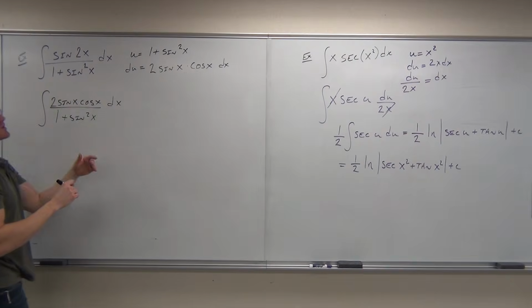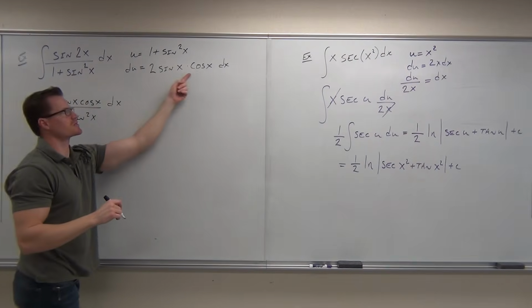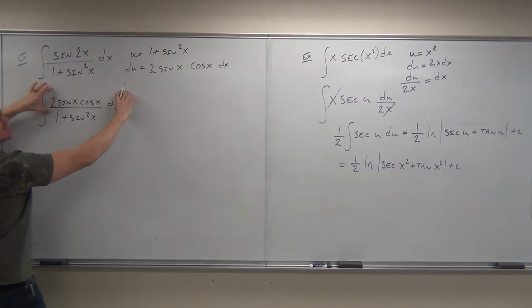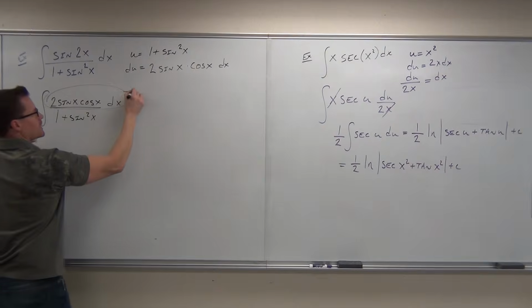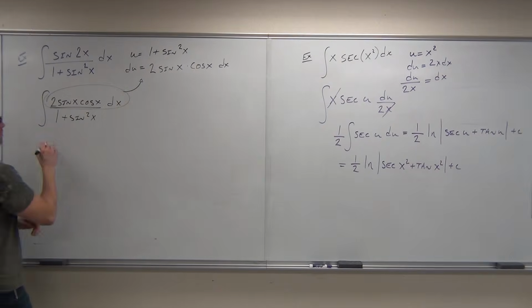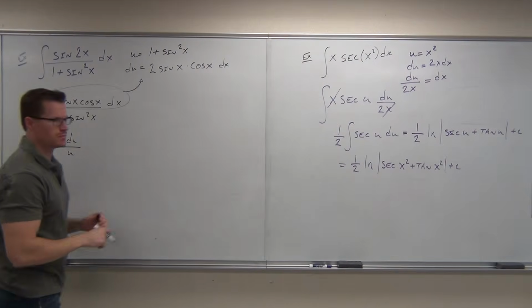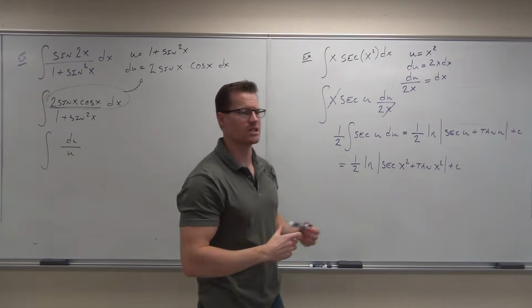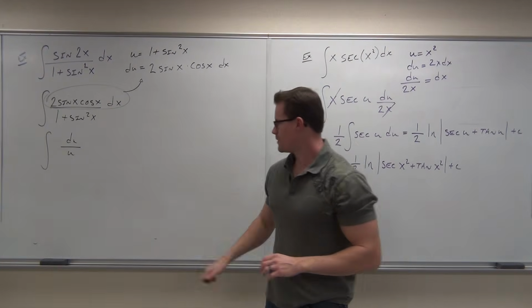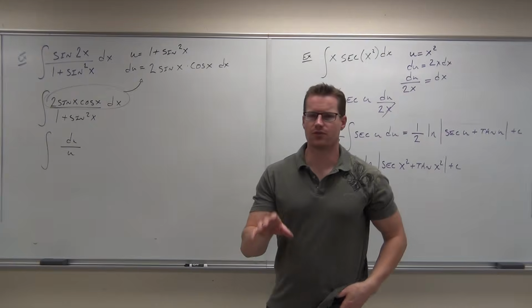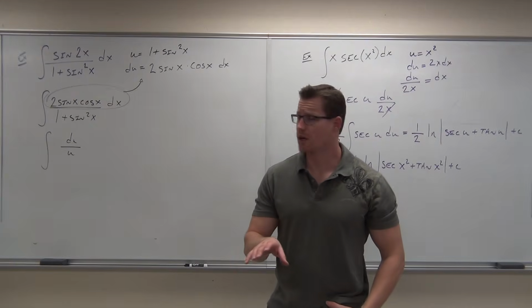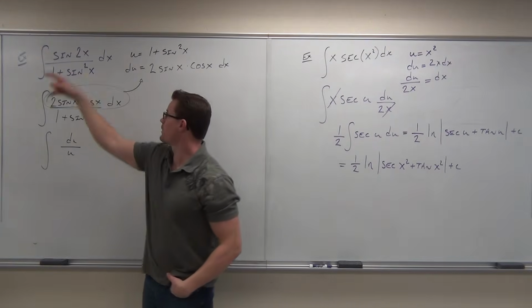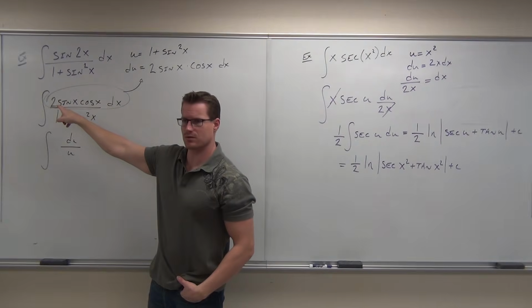Now check out what happens. I have a 2 sine x cosine x dx. That's exactly this piece. So this is going to change into my du. So I get du over u, 1 over u du, or du over u, it's the same thing. Okay, I don't want to go too fast on that one. I want to make sure that you guys are with me. Are you comfortable with this identity now that I've told you that it's true?